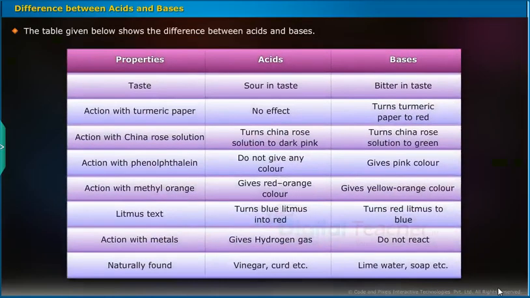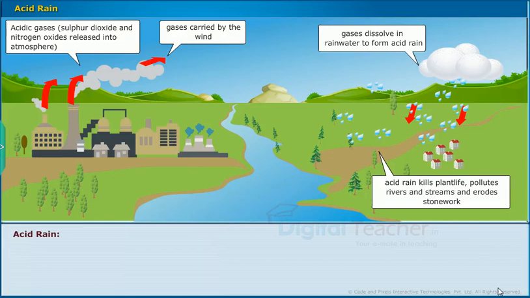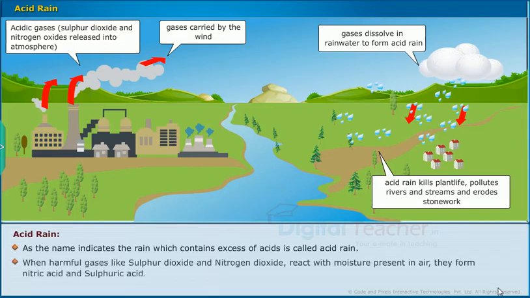The table given below shows the difference between acids and bases. Let us know about acid rains. As the name indicates, the rain which contains excess of acids is called acid rain. When harmful gases like sulfur dioxide and nitrogen dioxide react with moisture present in air, they form nitric acid and sulfuric acid. These acids, when dropped down on earth along with rain, are called acid rain.